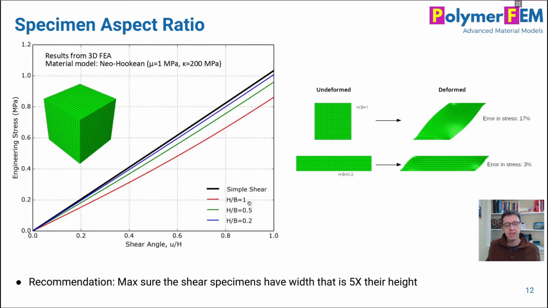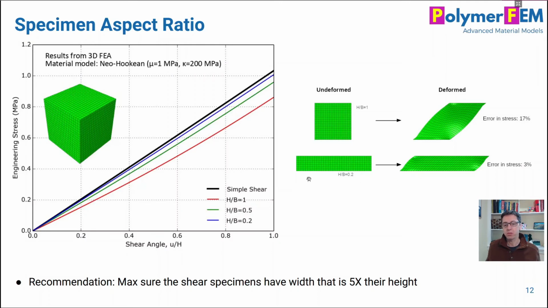And I'll see that if I have a specimen that's equally tall to its in-plane dimensions, so h over b equal to 1, I get an error in the stress if I use this definition. That's almost 20%. Really not good at all. I would be very careful using experimental data obtained in that way if I don't take a little more care when I analyze the data.